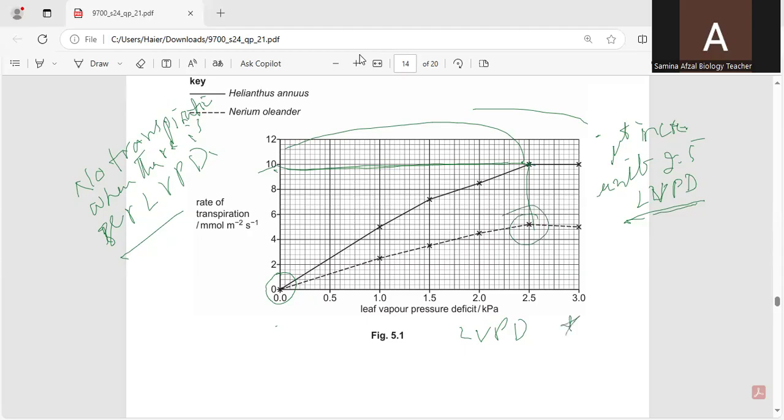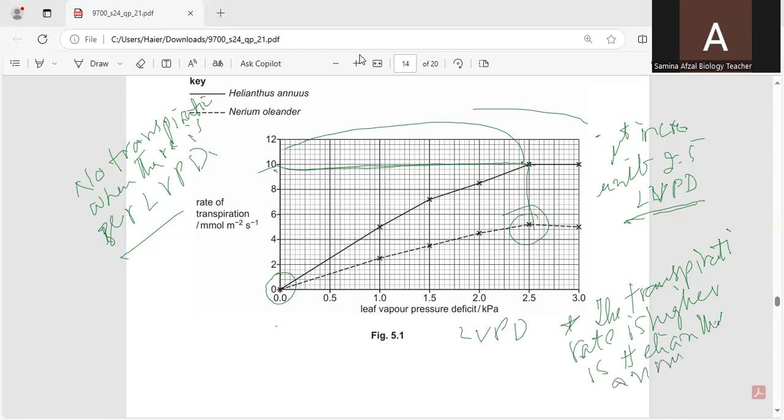And secondly, you can say the transpiration rate is higher in Helianthus annuus in comparison to the other species, which is Nerium oleander. It means both of these species show variations in the LVPD, and due to LVPD, there is a difference in the rate of transpiration.